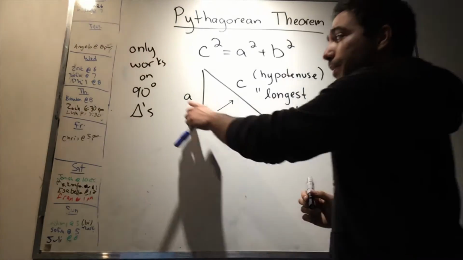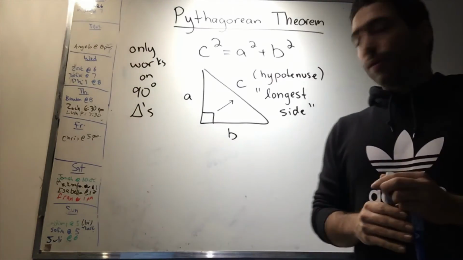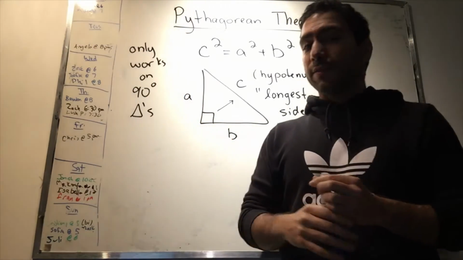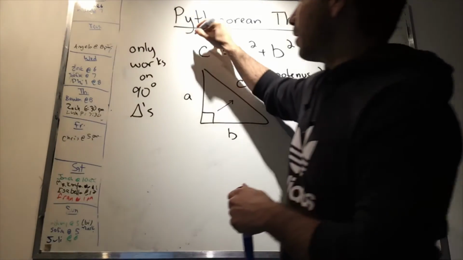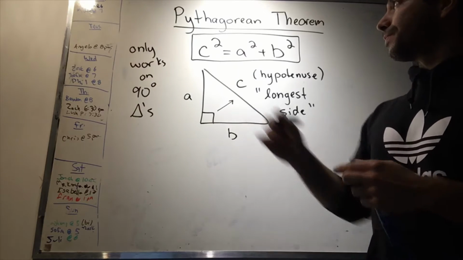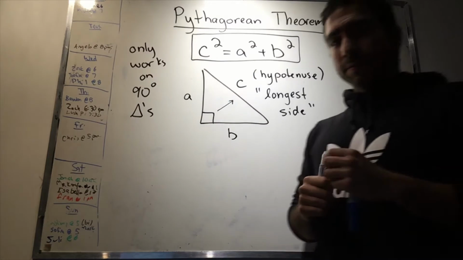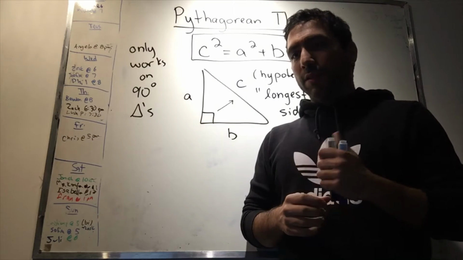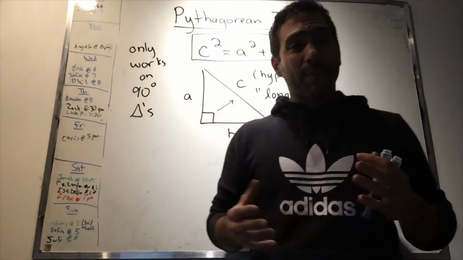Okay, and A and B, it doesn't matter their position, you can interchange them. So A could be put on the bottom and B could be put on the left side, it doesn't matter. But what does matter is that Pythagorean theorem, this formula here, only works on 90-degree triangles, on right angle triangles. Right, so let's go ahead and take a look at some examples.